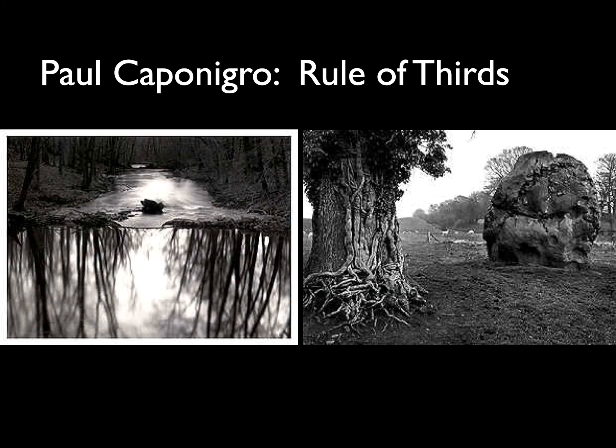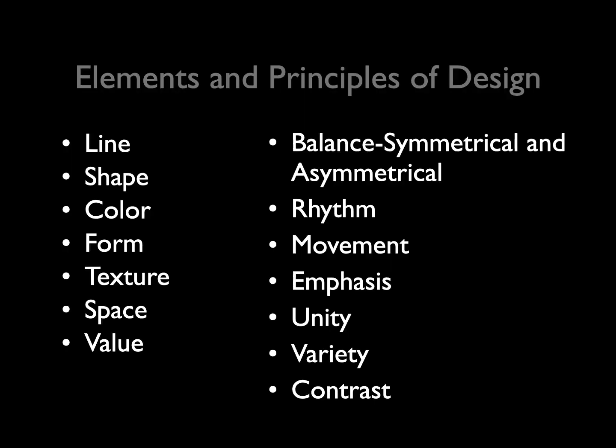Paul Caponegro is another master of early photography. If you look at these, you can see several of the techniques we've talked about. Of course, there's rule of thirds, both horizontal and vertical, but he's also using that level horizon that we talked about earlier. And one might argue that he is even using leading lines. The reflection in the water of the branches and the trees leads you back into the space, and then the water takes you further back in. These roots of the tree lead you up into the tree, and then you see this giant rock over here.